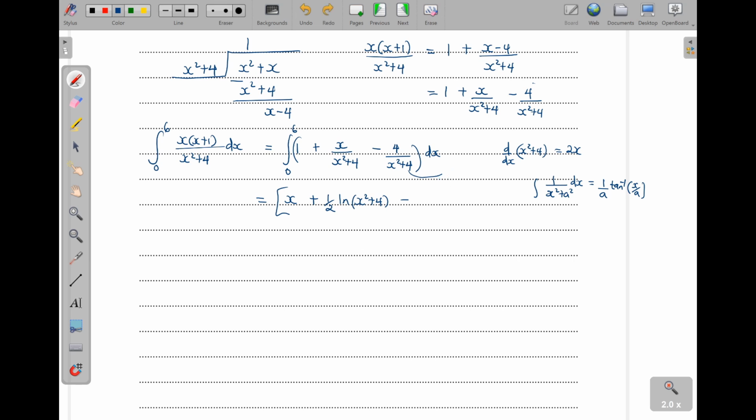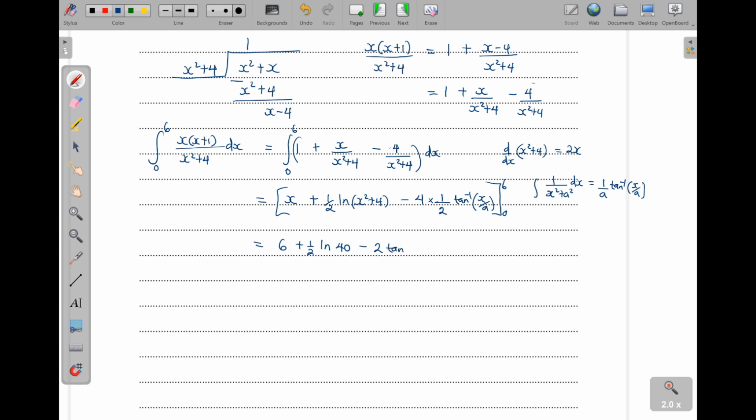You see that? So I'm going to have minus 4, then times, because this one is the same as saying 4, the integral of 1 over this one here. Okay, so 4 times, now 1 over our a, which is a 2, then the arctan of x out of a, like that. Then I put the limit 6 and then 0. Then we can put our 6 in here. So 6 plus a half. 6 squared is 36 plus 4. That is 40.